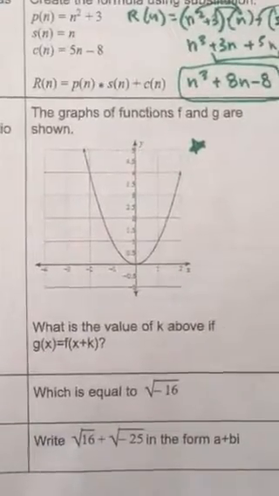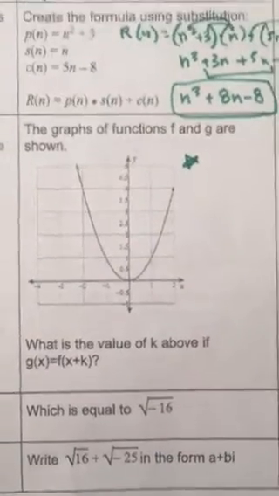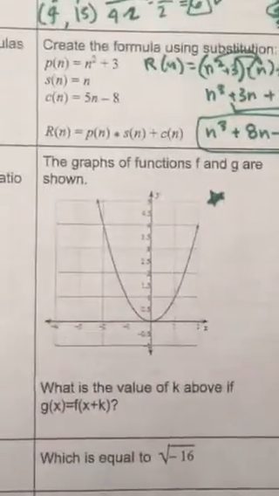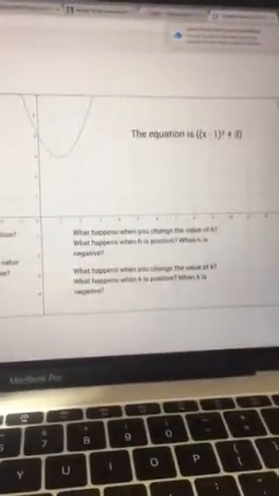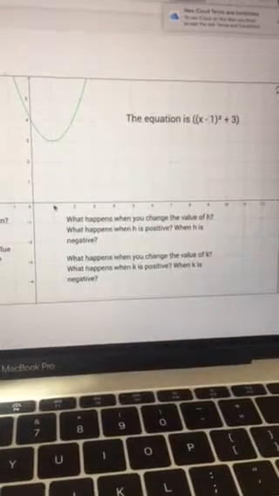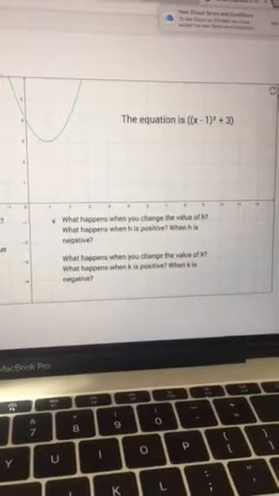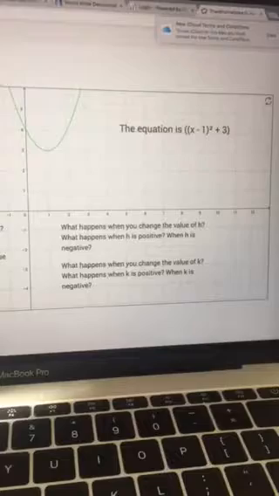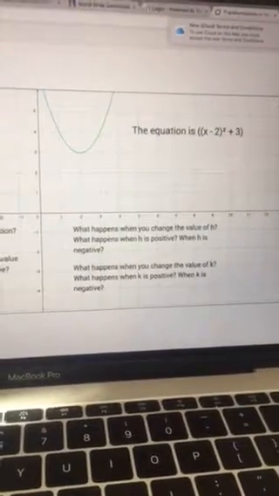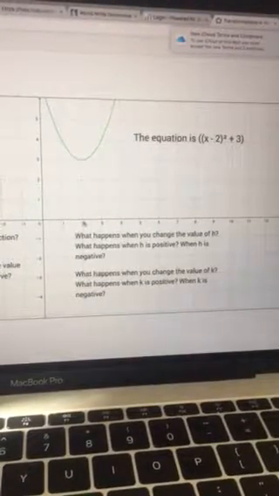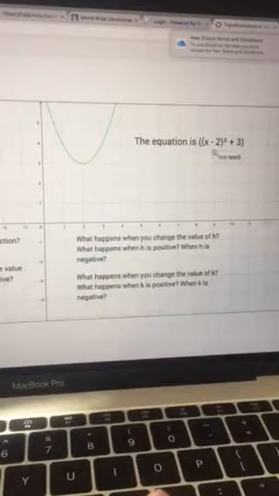Alright, so when it says the graphs of functions f and g are shown, it will show two graphs on this graph. So if I were to move my vertex, right now it's at a +1, which aligns with the -1 inside. If I move it to the right, so if I move it to +2, notice that the inside, it's no longer a 1, now it is a -2.